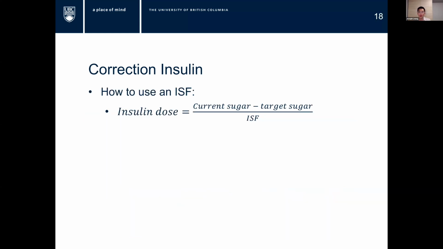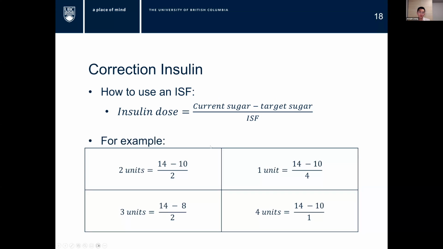So how do we use an ISF? Well, there's this third equation here. The insulin dose is equal to their current blood sugar minus their target blood sugar, divided by their ISF. For example, if their current blood sugar is 14 millimoles and we're trying to get to 10, what we do is 14 minus 10, that's 4, divided by, let's say the ISF is 2. That means 4 divided by 2 is 2. So they would get 2 units in that kind of scenario. But let's say we're trying to target a lower blood sugar, 8. So 14 minus 8 is 6. 6 divided by 2 is 3 units.